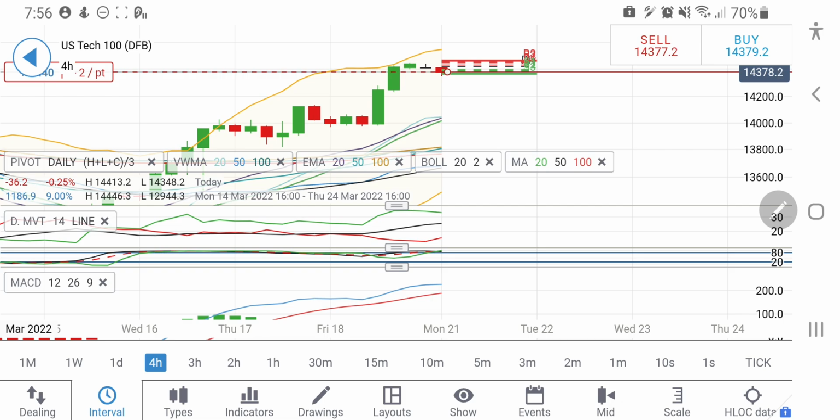The next target is 14,300, which is going to be a good support. 14,240, again a good support. Below that we may see a strong break towards 14,100 and 14,050. 13,950 can also be expected, and below that it is going to break heavily towards the 13,800, 13,600 zone. Take your positions accordingly. Now let's have a look at FTSE 100.